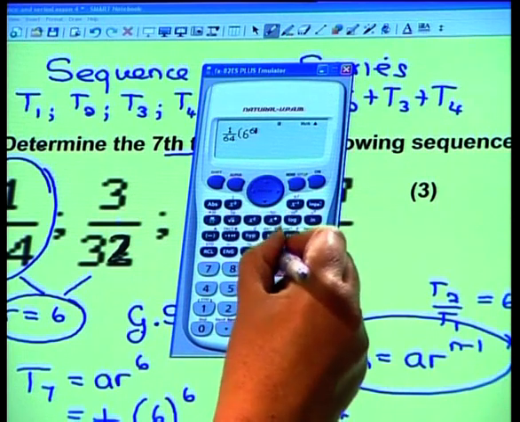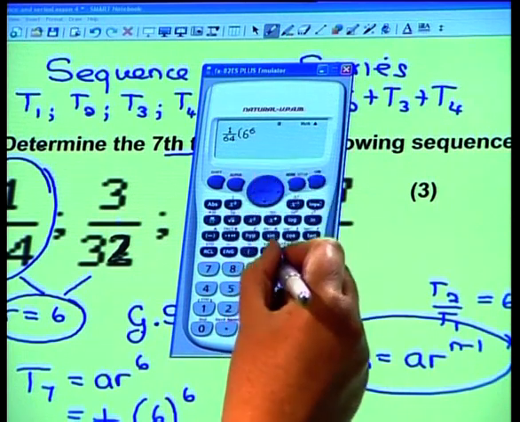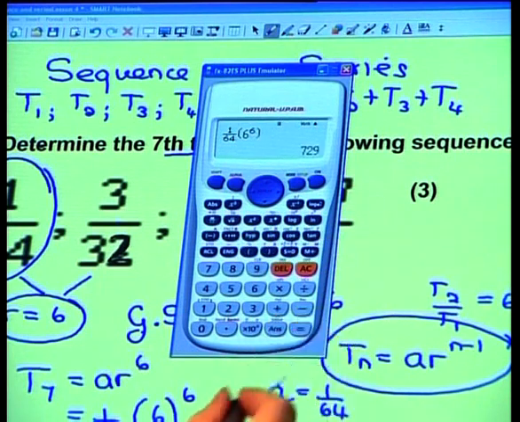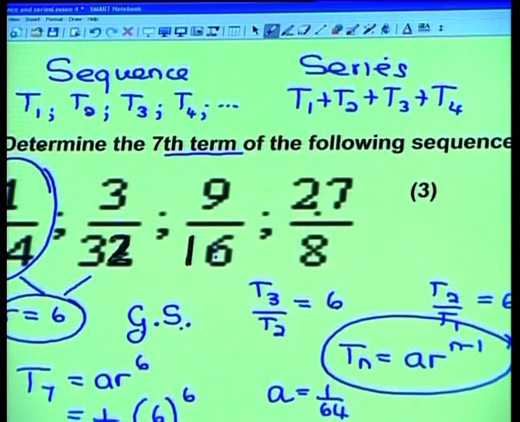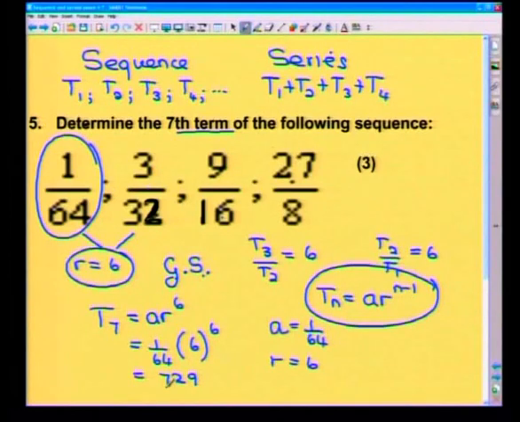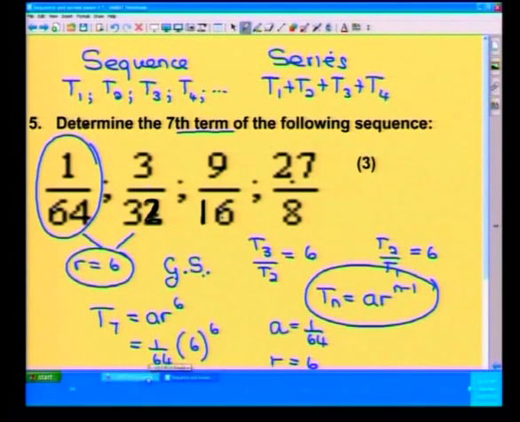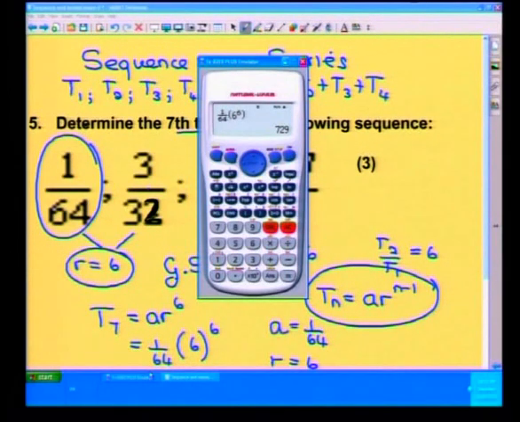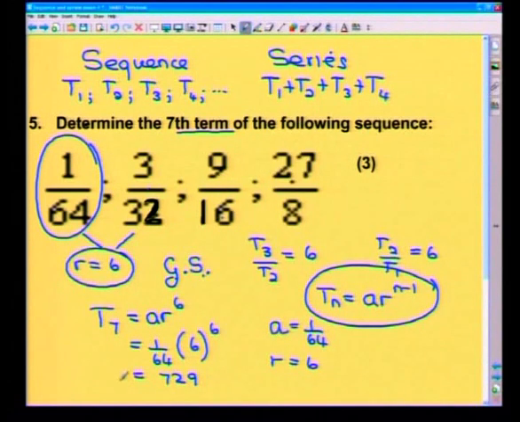Oh dear, that wasn't a good idea. Space bar out, bracket, equals. And you're going to find that the answer of this is 729. Let me just check I wrote that down correctly. Yeah, perfect. Okay, so term 7 is that. Of course, I could have got carried away and asked you for term 1007. Why not? It would have been exactly the same process. You've got a calculator. You're going to get an enormous answer, but I could have asked you that.